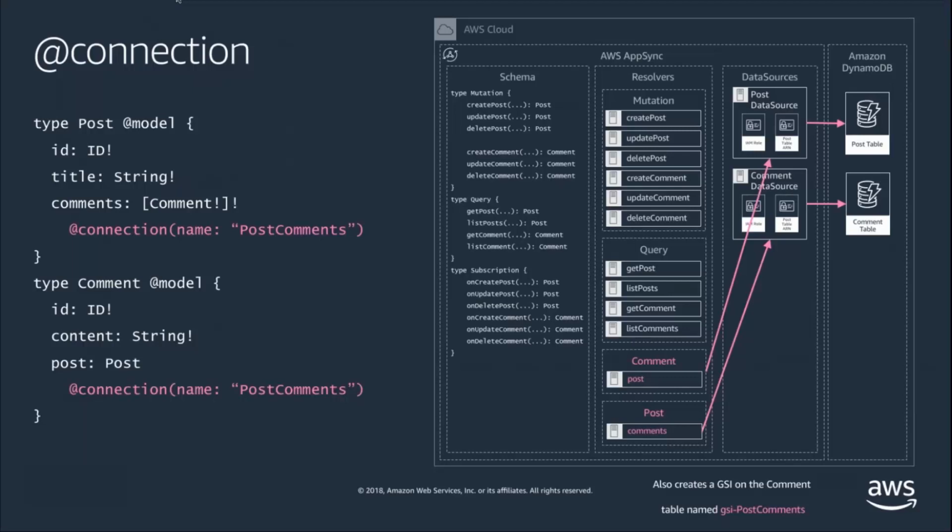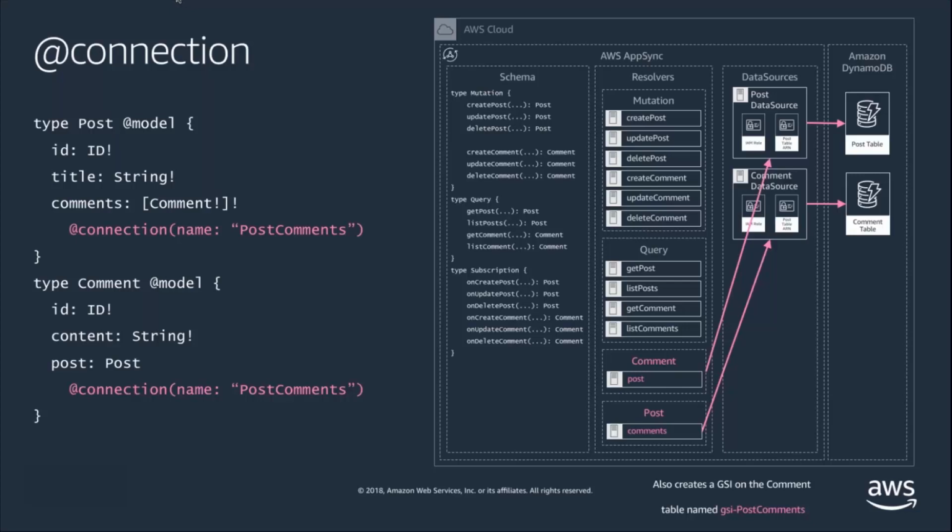The next transformer we'll talk about is the connection transformer. The connection transformer allows you to create explicit relationships between data and an API. This is common and allows you to do really neat things that you'd normally associate with a SQL database, but you can do it on top of NoSQL using AppSync.